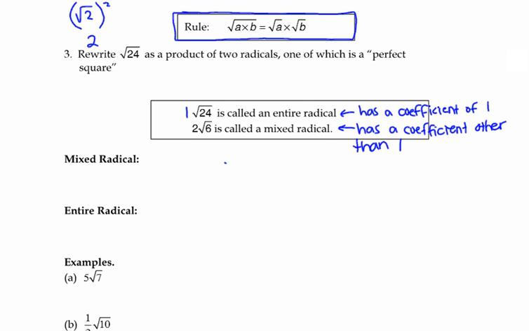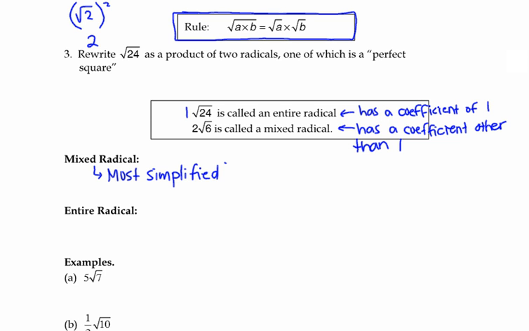You're wrong. The most simplified is always going to be a mixed radical. So mixed radicals are always the most simplified form, and they're a radical with a coefficient. We already wrote that up here, so I don't know if we need to write it again. So if we have an entire radical and we're asked to simplify it, we're actually going to change it to a mixed radical.